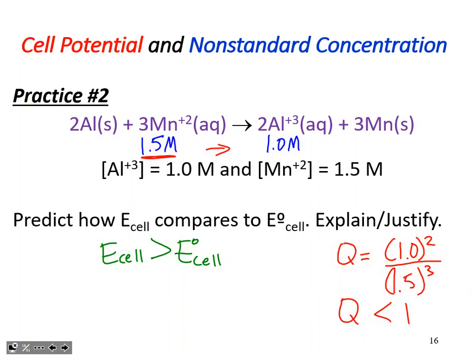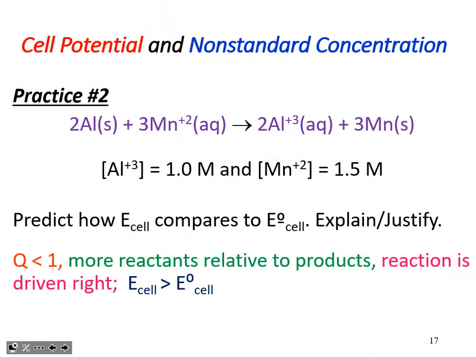So the purpose of this would be to manipulate non-standard conditions and create batteries that have more voltage than less voltage. So Q is less than 1, more reactants relative to products. Reaction is driven right. So the non-standard E cell is greater. And this is how they create the batteries that have different voltages, as you can see. They can easily manipulate how much is in there inside the battery chambers.